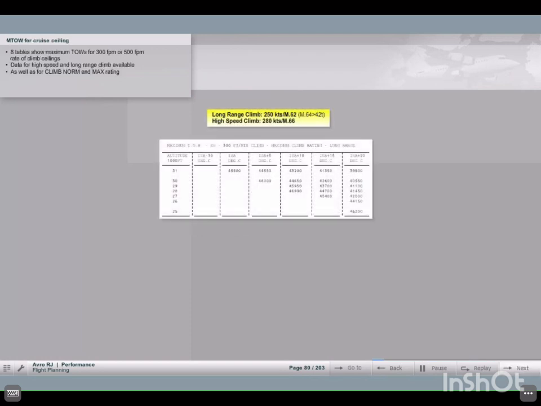Eight tables show maximum takeoff weight, defined by the availability of 300 or 500 feet per minute rate of climb ceilings. Information is given for high-speed and long-range climb techniques and for both maximum and normal climb ratings. Climb norm may be used until climb max is required for a higher rate of climb.